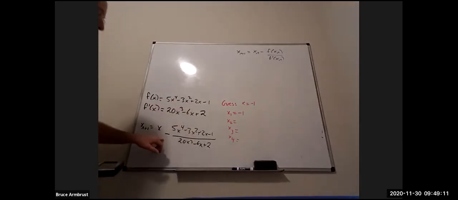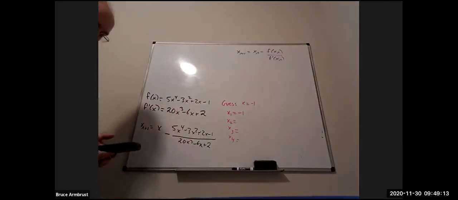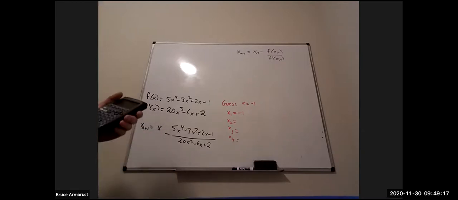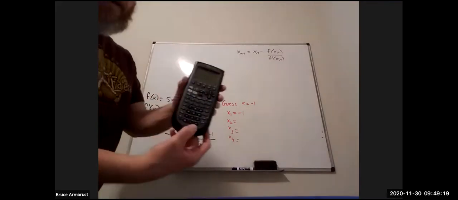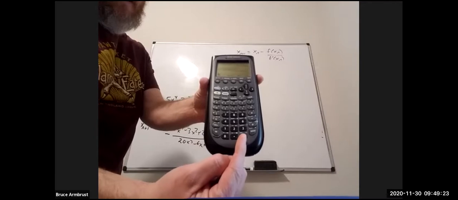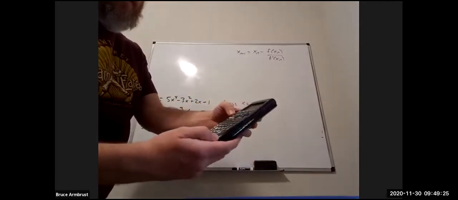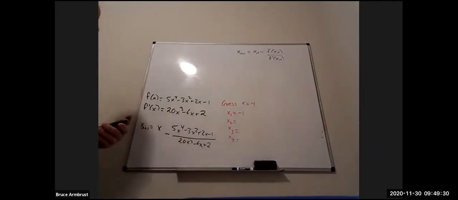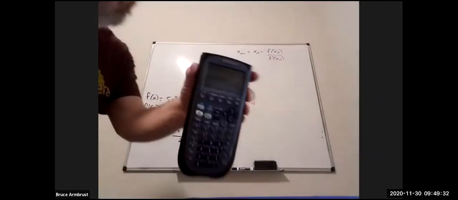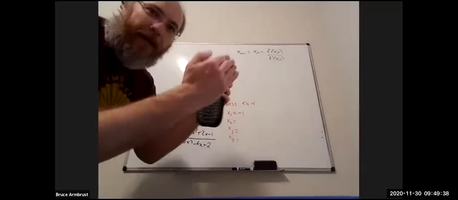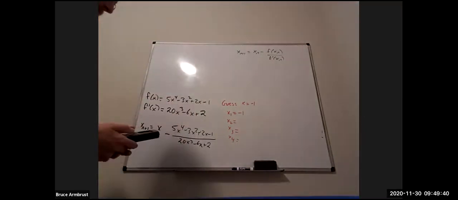Now what I'm going to do is I'm going to enter this formula. And everywhere there's an x, I'm going to use ANS, A-N-S. And it's down here on the minus button. It's a secondary function. So I'm going to do second minus, and that gives me ANS. What it actually shows on my calculator, I don't know if you can see it, it says ANS and then (-1) in parentheses.